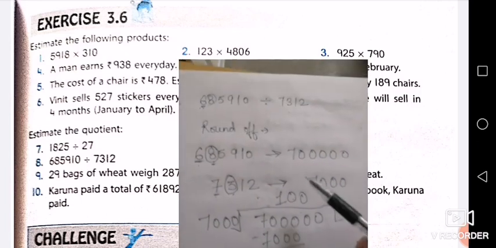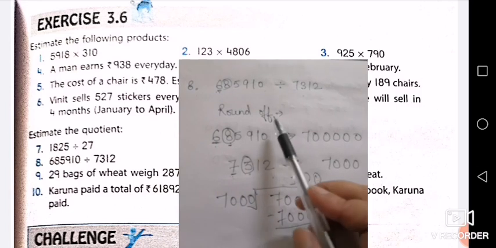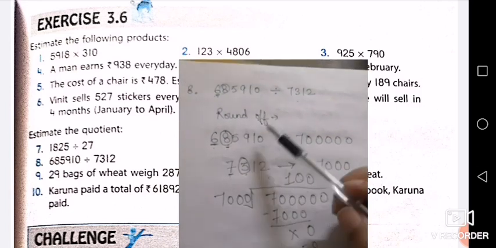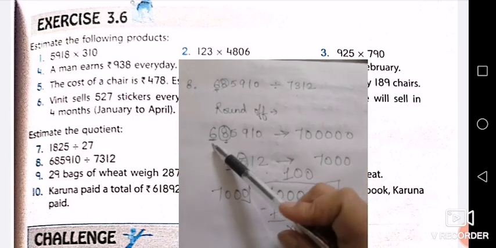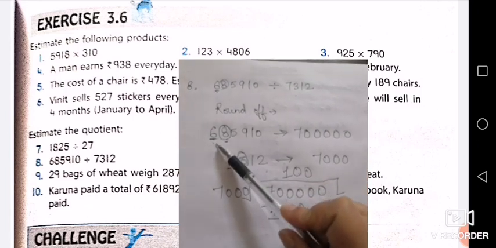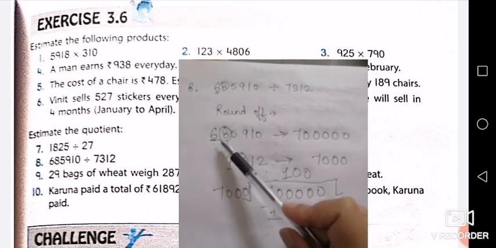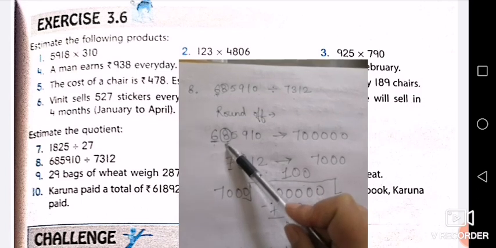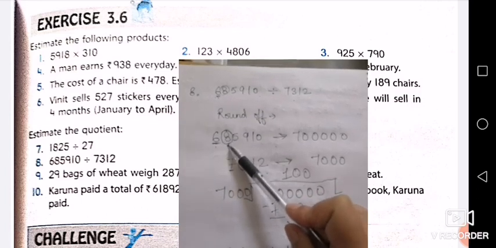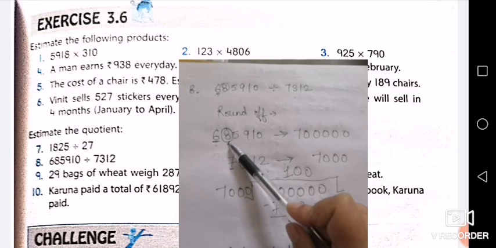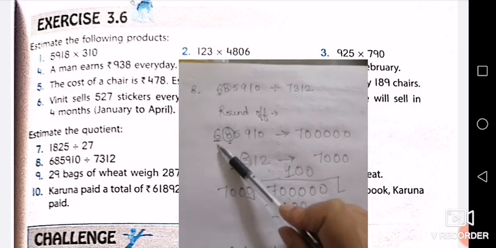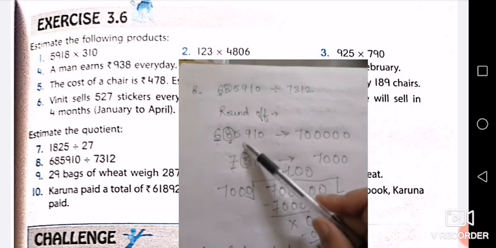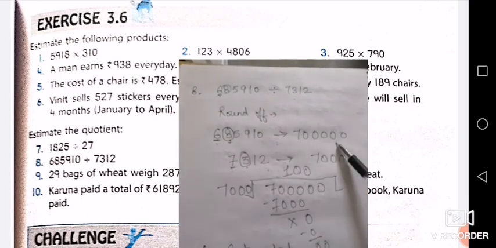So let's see this question again. As I told you, in estimated quotient you have to round off a number to its greatest place value. So here the greatest place is lakh. So we are going to round off to the lakh place. We'll encircle the immediate right place, which is 10,000. Now here the number on the 10,000 place is 8, which is greater than 5. So 1 will be added on the lakh place. So the round off of 6,85,000 will be 7 lakh.